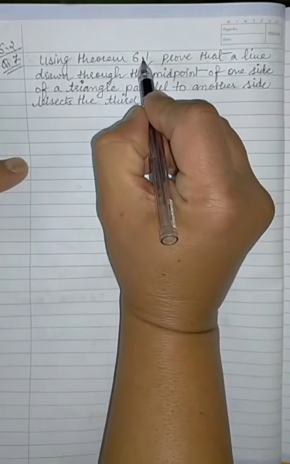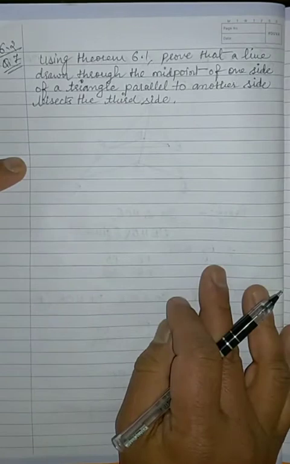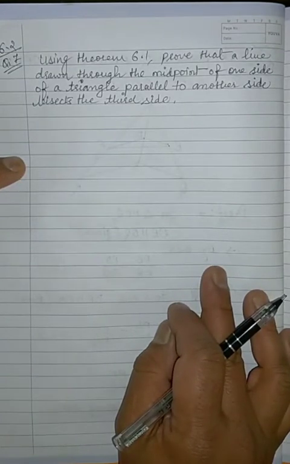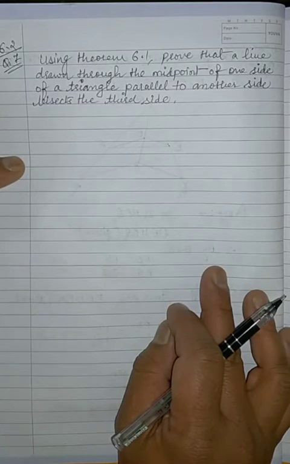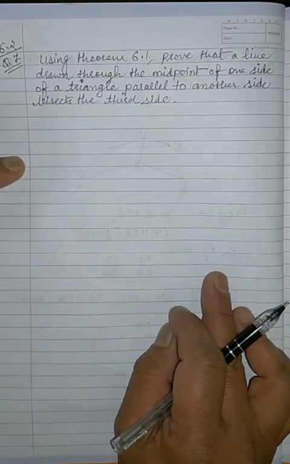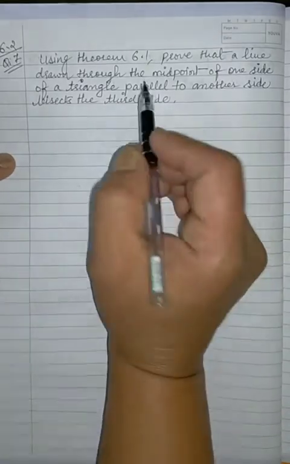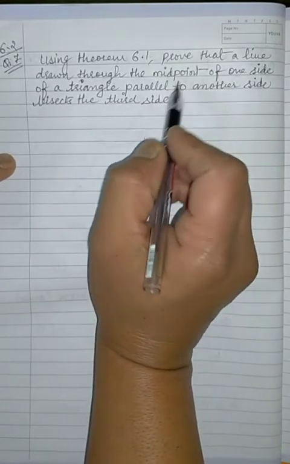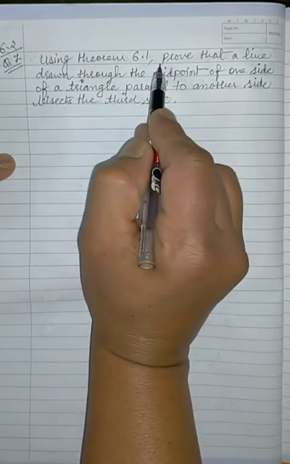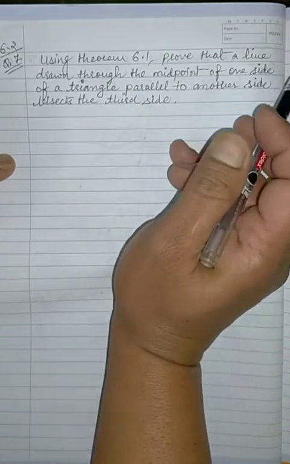Now, after listening to this statement, do you recall something? This we have studied in class 9th also. This was the second statement of the midpoint theorem. So once again, in this class also we are going to prove the midpoint theorem, but this time we have to use the basic proportionality theorem to prove the midpoint theorem.